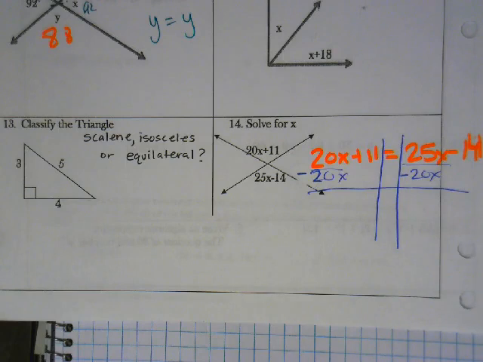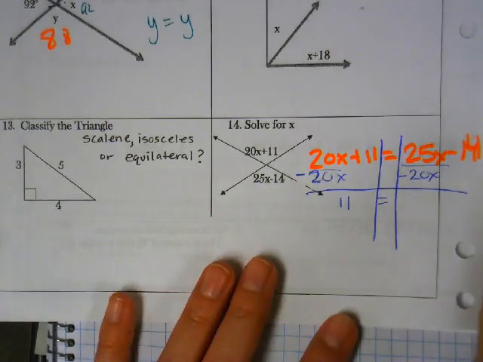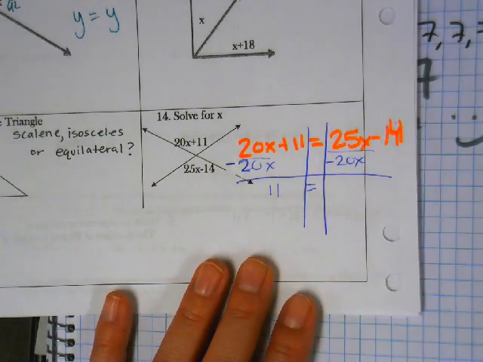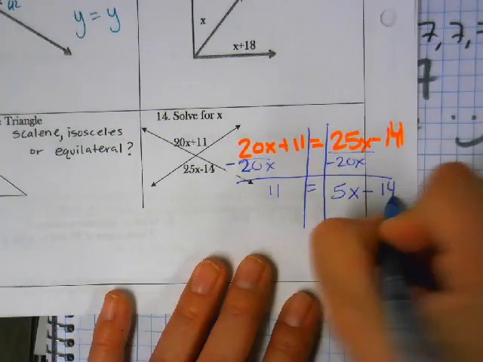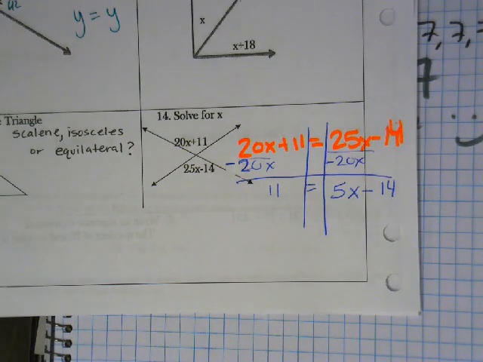So then it would be 11 equals 5x minus 14. You subtracted, that's why it's important to show work. And what would you get? 5x minus 14. You should totally 100% know what to do from here, and go, wow, I can't believe it was that easy.